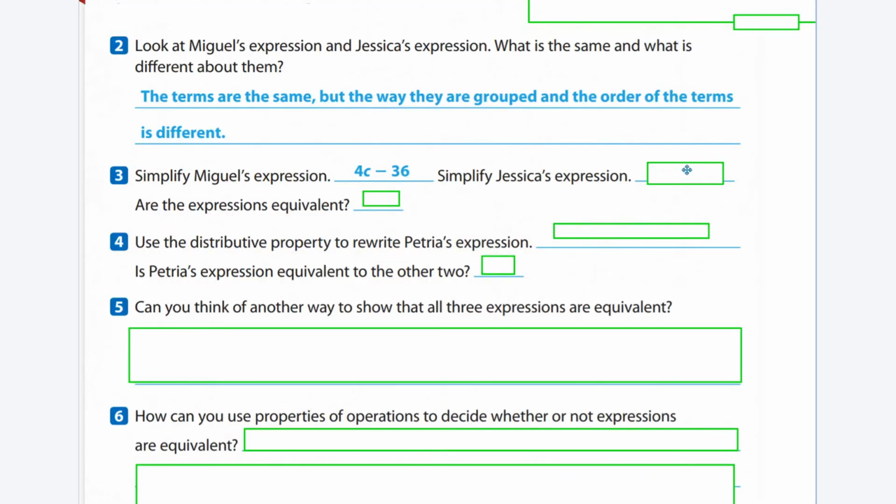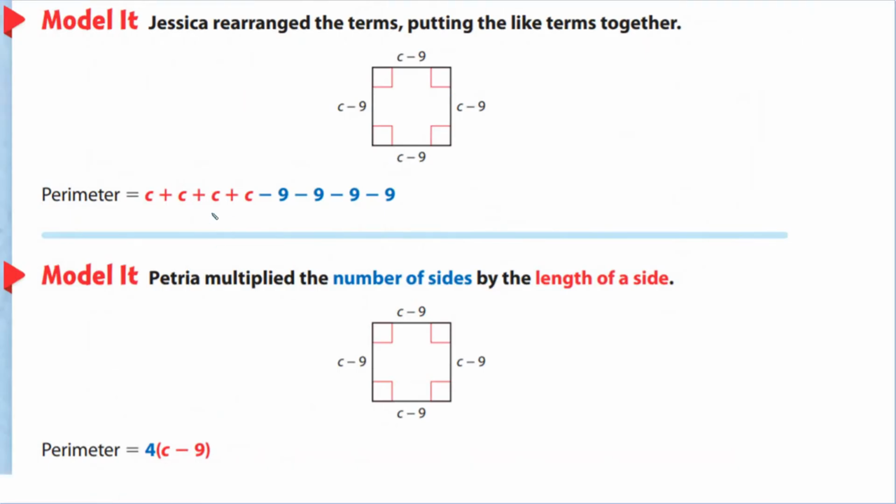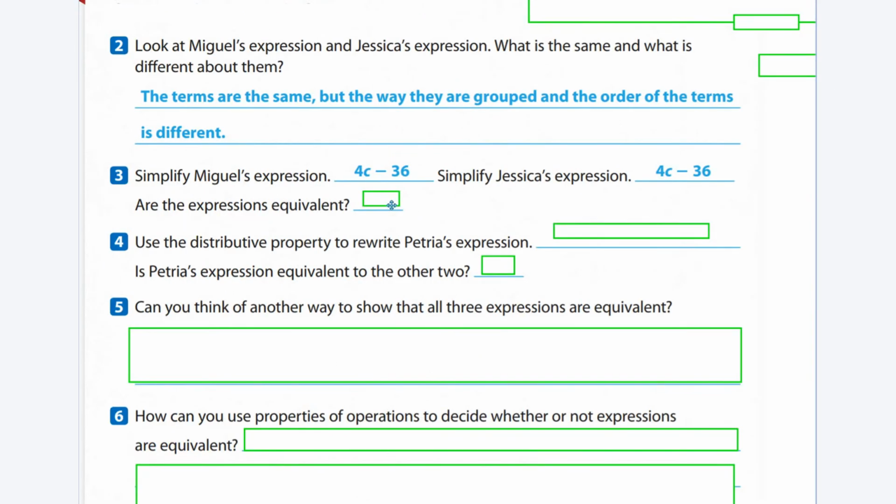Now let's look at Jessica's expression. She got the same thing, 4c minus 36. Let's check that out. She just took all the like terms and put them together. 1 plus 1 plus 1 plus 1 is 4c. And then -9 minus 9 minus 9 minus 9 is -36. Excellent. So they are the same, as you can see right here. Yes, they are the same.